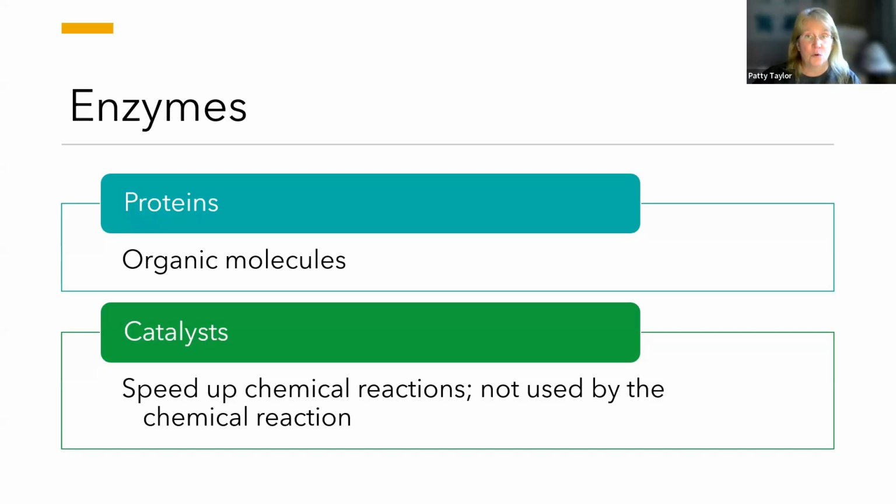Enzymes are a special group of proteins. They're considered to be catalysts because it is their job to help speed up and run a reaction more efficiently. So we often say they're going to speed up the reaction. However, they are not used up by the reaction. They're available to run reaction upon reaction without being consumed by that reaction.